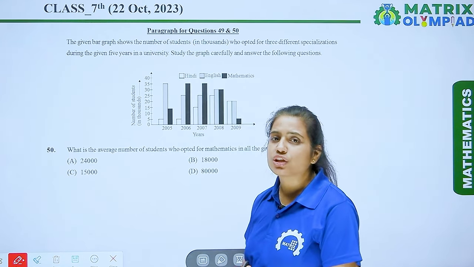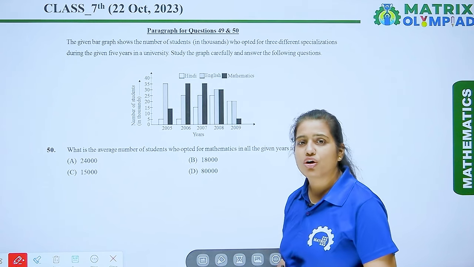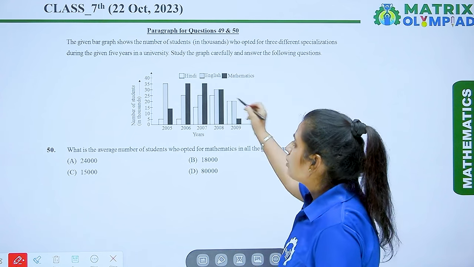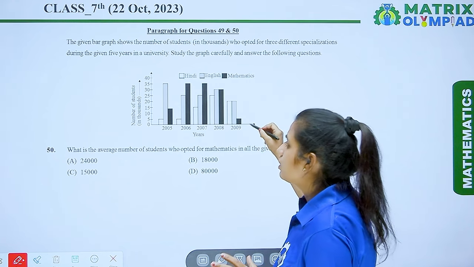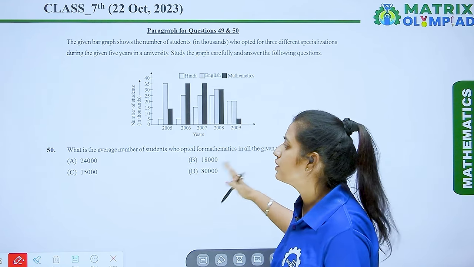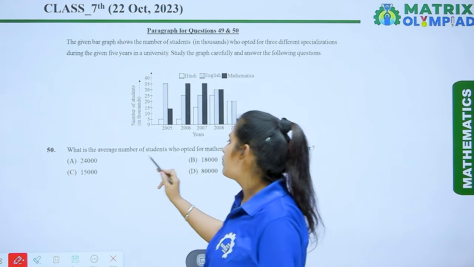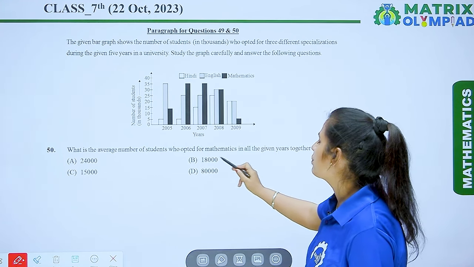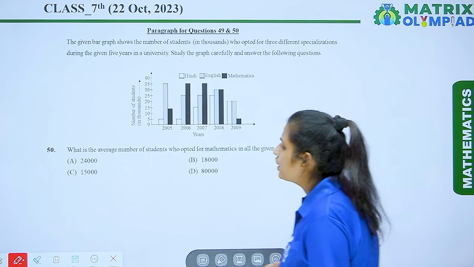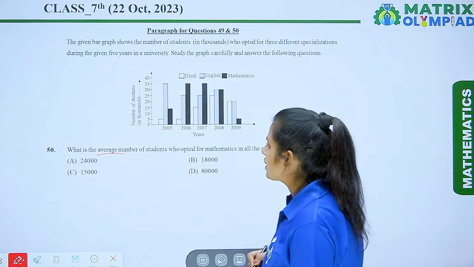Now, the next question is question number 50. This question is based on the paragraph only. Now we have to observe the bar graph and collect the information required in this question. What is the average number of students who opted for mathematics in all the given years together? So here we have to find out the average. The subject is mathematics.